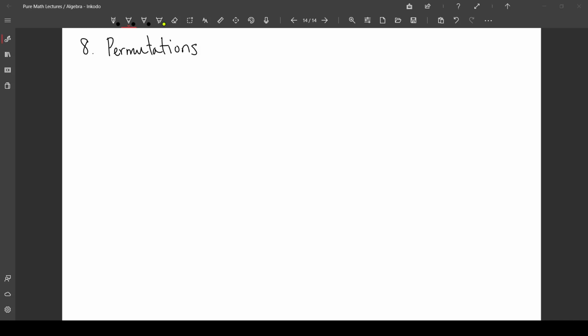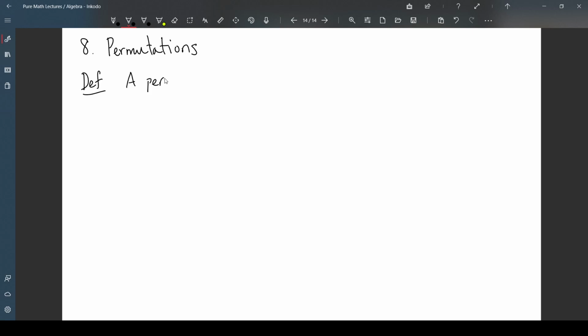Hello, everyone. Today we're going to be talking about permutations and the permutation groups. So the first thing to do is to define a permutation.